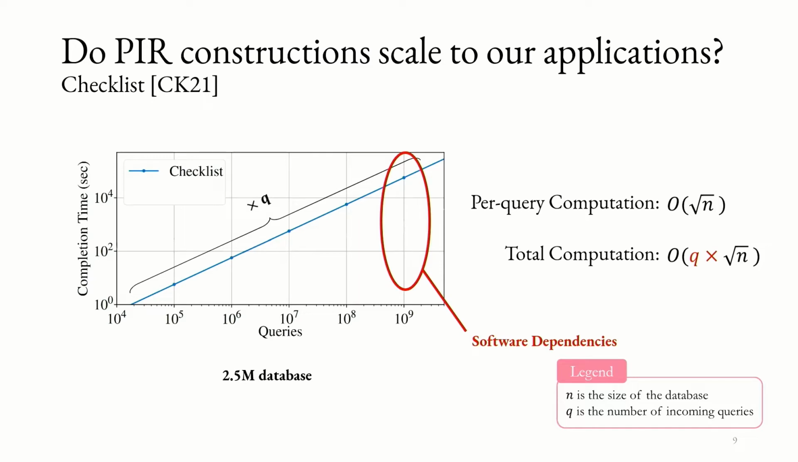For an application like the software dependencies one we looked at, where the service needs to handle billions of queries daily, the per-user per-query overhead in Checklist compounds and makes the total cost impractical. On our setup, it takes us more than a day to perform the server-side computation for these billion queries. This gets even worse for larger database sizes because of this multiplicative dependency on square root n.